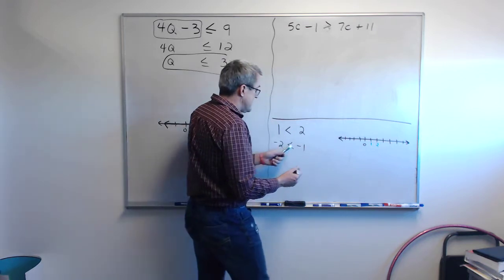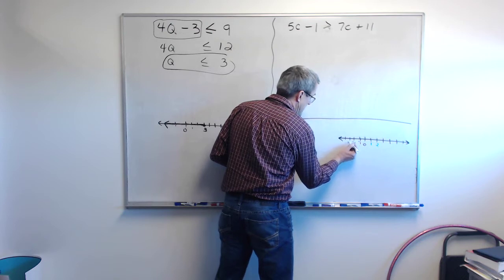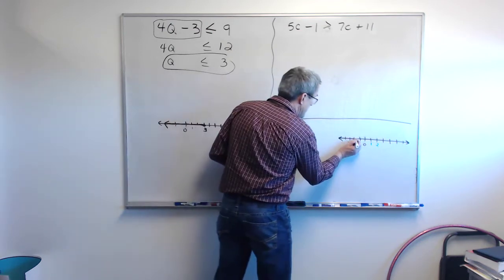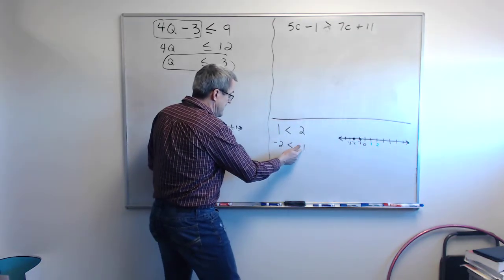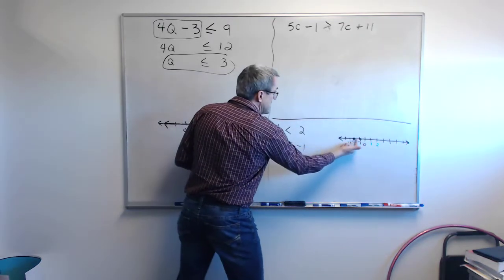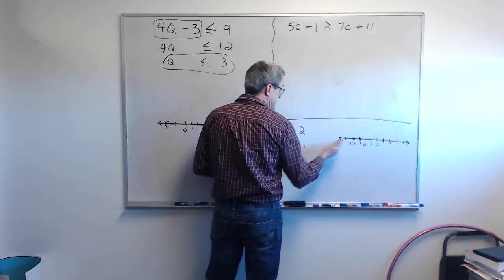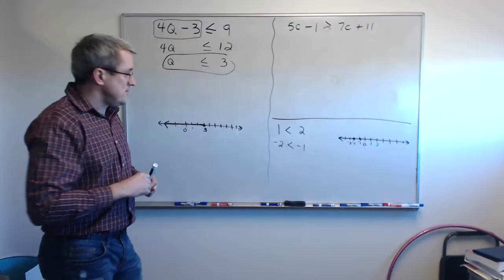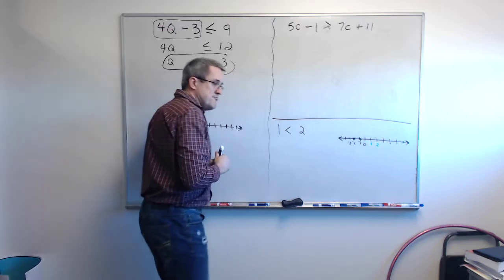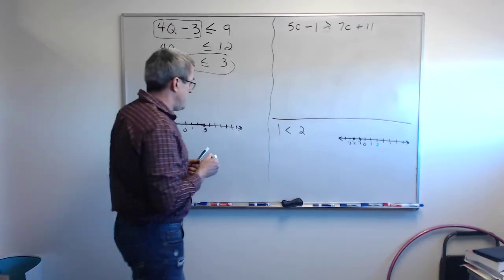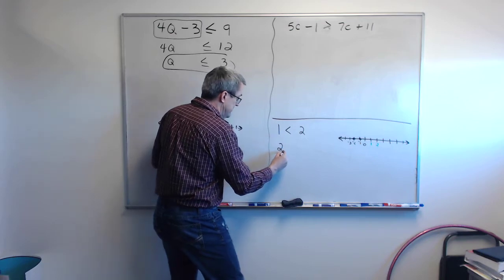Is negative 2 less than negative 1? 0, negative 1, negative 2, negative 3. Negative 2 would be here, negative 1 would be here. Negative 2 is left of negative 1 on the number line. So yeah, negative 2 is indeed less than negative 1. So as long as we do the same amount to both sides, we're good. What about multiplication? What if we double both sides? Double 1, double 2.